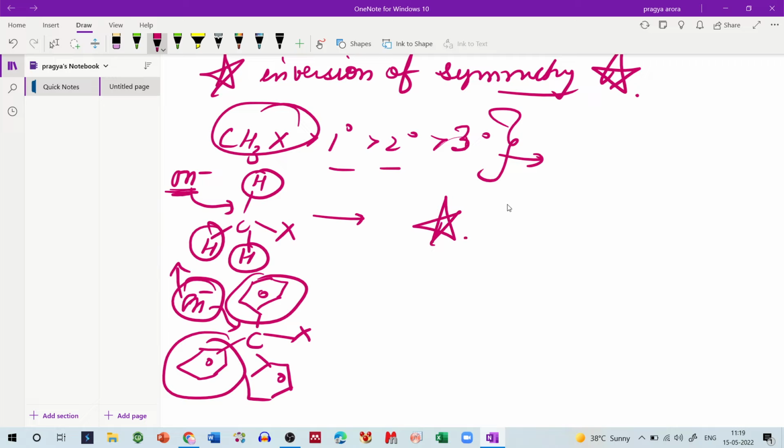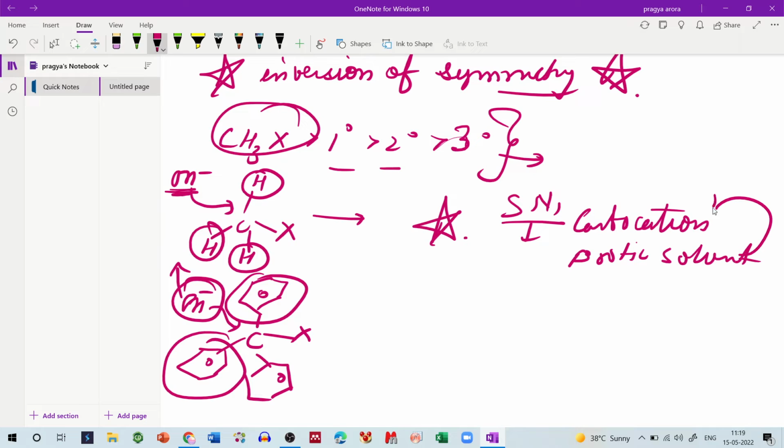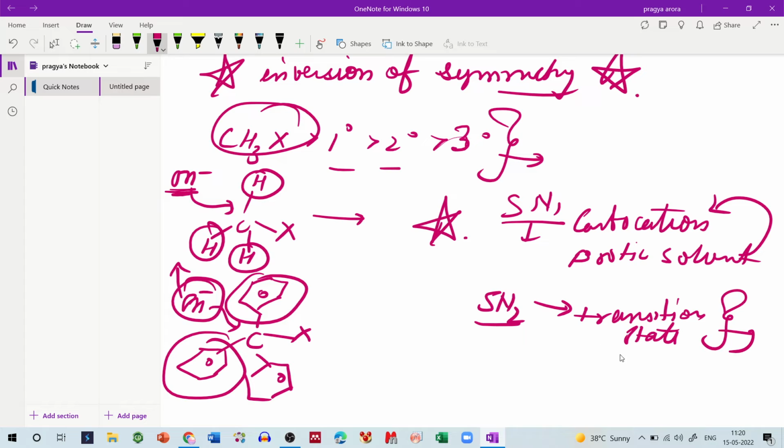Also, in the case of the SN1 reaction, you saw that a carbocation forms. The carbocation is actually stabilized by protic solvents. Protic solvents will stabilize that carbocation. But in the case of the SN2 reaction, there is no formation of a carbocation; rather, one transition state is formed, which is not affected by the solvent. So aprotic solvents favor this SN2 reaction mechanism.